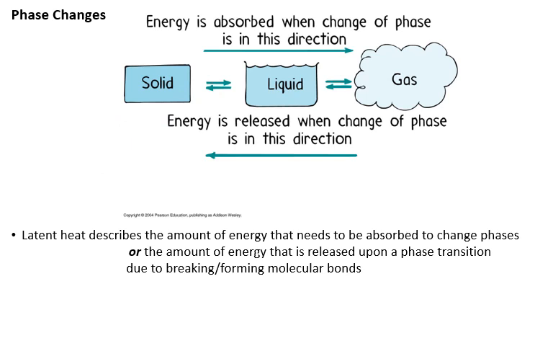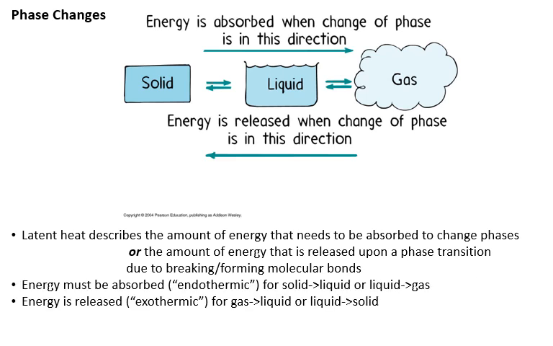So the latent heat describes the amount of energy that needs to be absorbed to change phases, or the amount of energy that is released upon a phase transition, due to breaking or forming molecular bonds. If you are heating, going solid to liquid to gas, the latent heat is the amount of energy you need to absorb. If you're going the opposite direction, gas to liquid to solid, the latent heat describes how much energy is released in the phase transition.